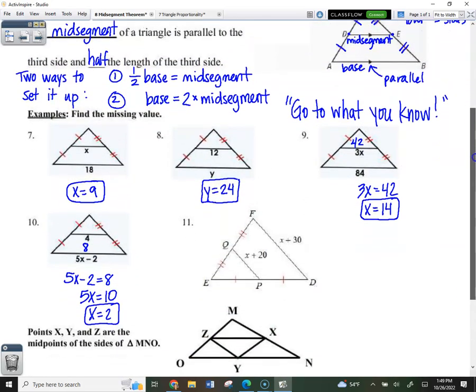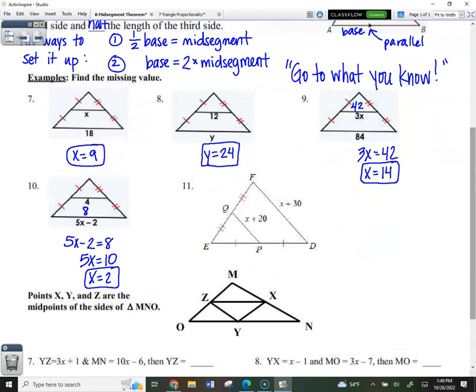I'm just waiting for more people to come to a consensus. Double the mid to equal the base. You would not double the base. It's already the bigger side, right? So double the mid to equal the base and set that up. You will need to put parentheses around them because it is a binomial. So set it up.